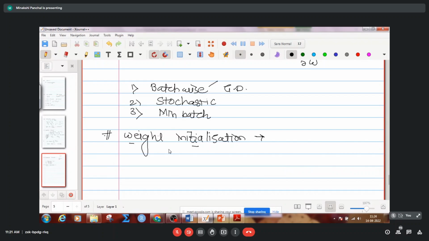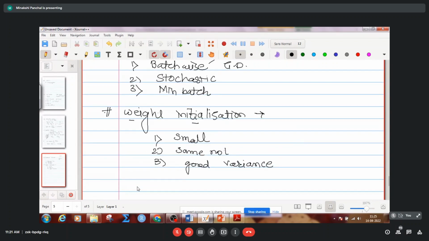So what points are we considering? If you remember, the first point we should consider is that the value should be very small. The second thing, the values should not be the same. Then the third point is that good variance should be there. So you should describe these points in weight initialization, and then in simple words you should talk about the techniques. Which techniques are we using?